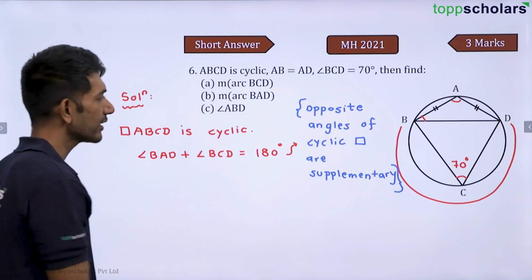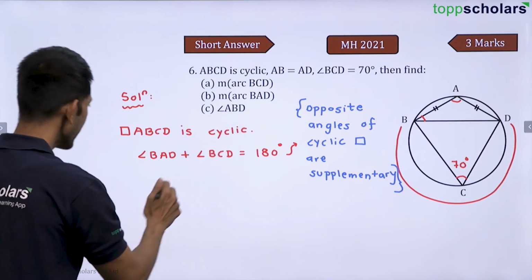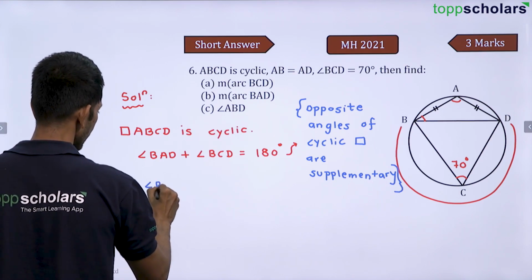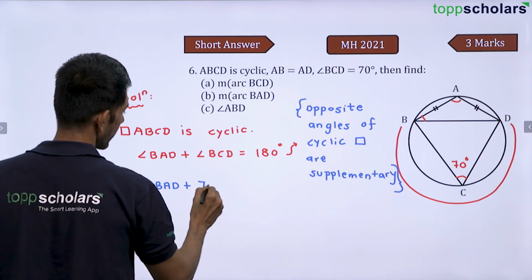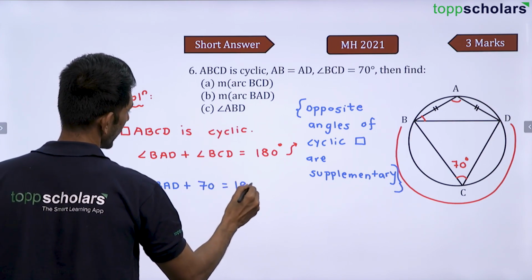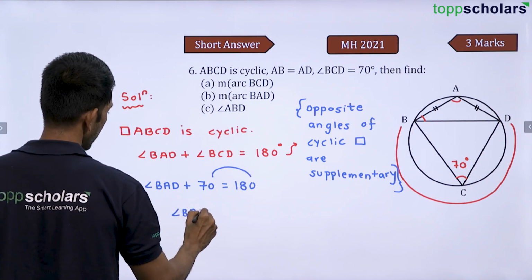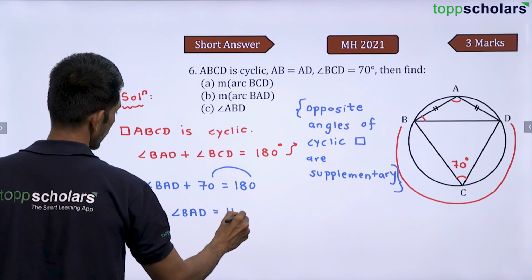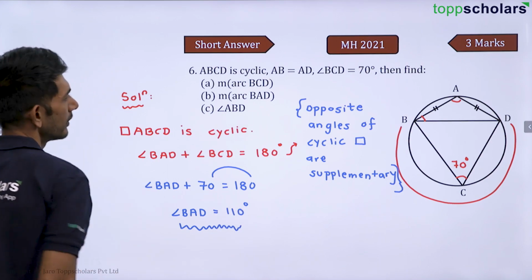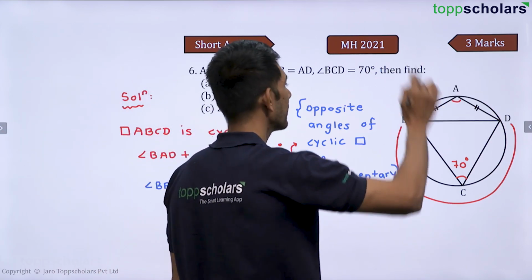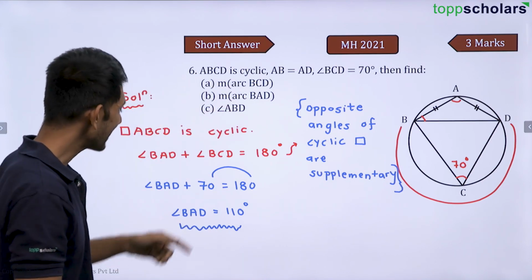So opposite angles of a cyclic quadrilateral are supplementary. So angle BAD is as it is, and angle BCD, that is 70, and that is equal to 180 degrees. So if I take 70 on the other side, can I say angle BAD is equal to 110 degrees. So this angle BAD is 110 degrees, but that is not asked in the question. But now that is going to help us further.